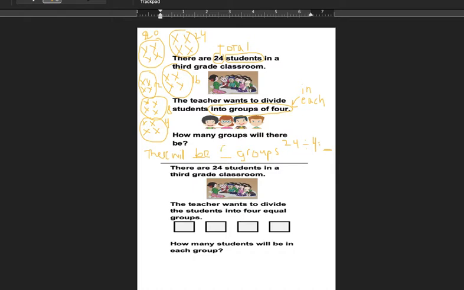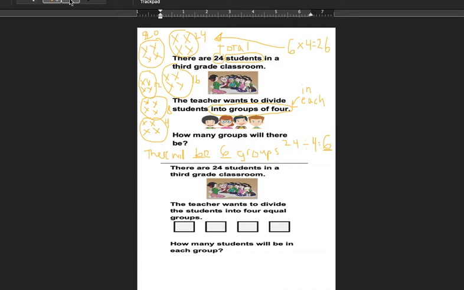There will be 6 groups. I have 6 groups, so 24 divided by 4 equals 6. And since we're already familiar with multiplication, a lot of students use multiplication now to help them out. But we need to make sure that we're showing the same thinking, like the representation looks the same and the strategy looks the same. So there are 6 groups, 6 times, and there are 4 in each. 6 times 4 equals 24.